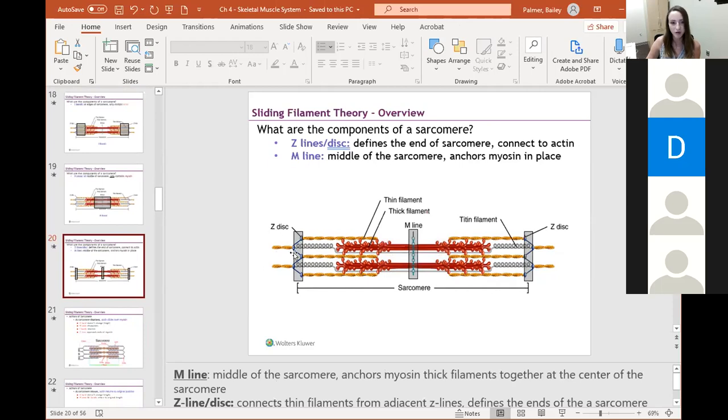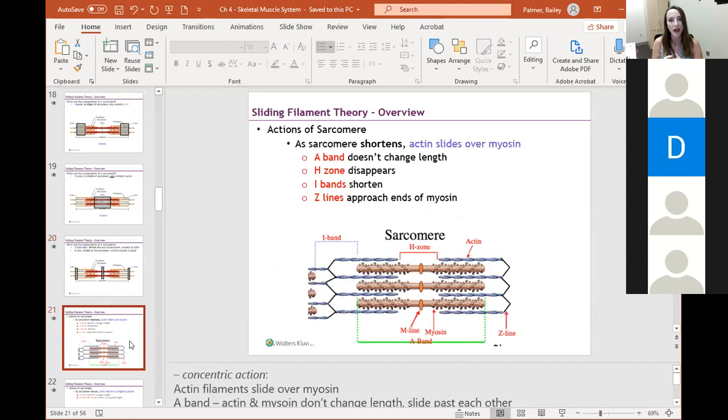And then here, we already probably know the Z lines or disc are the boundaries, the very end, and the M line is the middle. So you don't only have to know where each of those components are on the sarcomere, you also have to know what happens to them with a contraction. So like it says here, we know the A band does not change because the myosin molecule doesn't change. We do know the H zone disappears because actin slides into it. We know the I band shortens because the entire sarcomere is shortening, and the Z lines also get closer to the M line. So that's kind of what you have to know about those different zones.